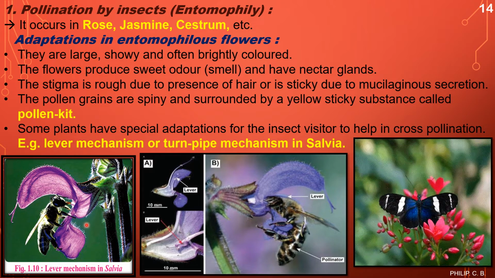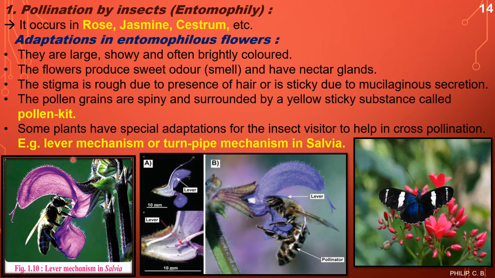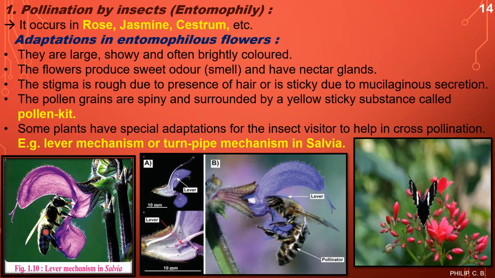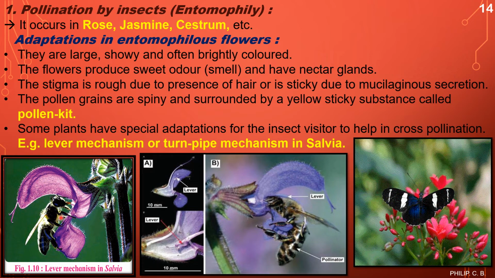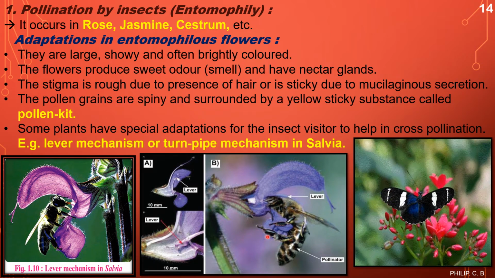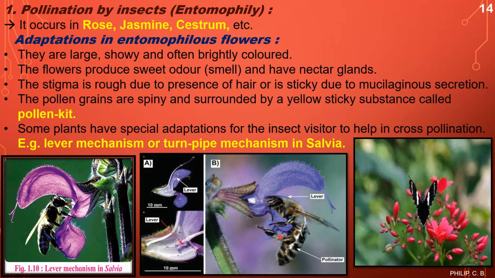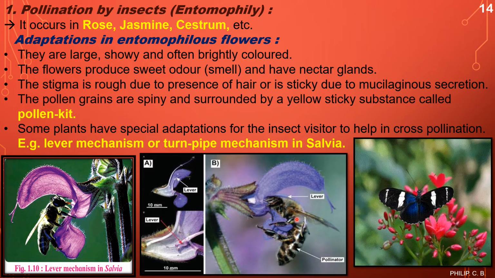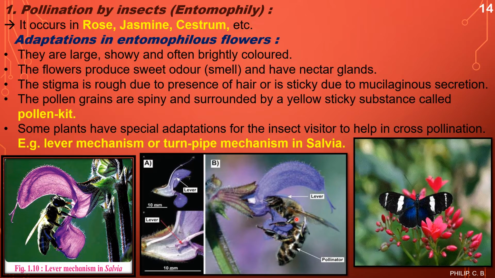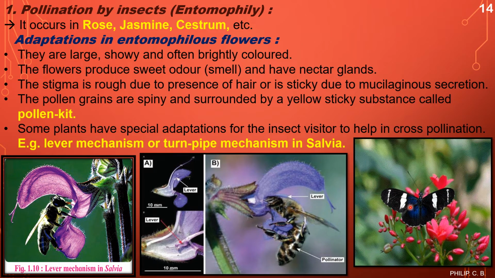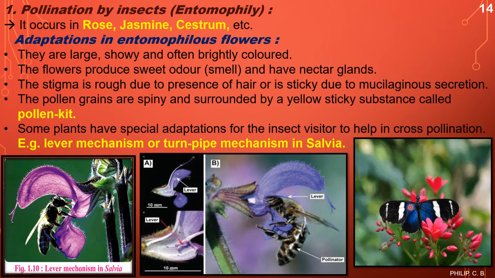Now if you see here, one of the best mechanisms is the lever mechanism, or turnpipe mechanism, in salvia. We can see here the bee coming and sitting onto the flower. When it sits, there are two levers present. The lower lever, when it sits on it, gets pressed, and the upper lever comes on top, sprinkling the pollen grains onto the back. And here I put another image where you can see a butterfly as a pollinating agent.